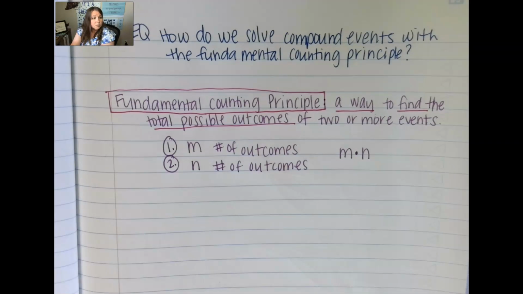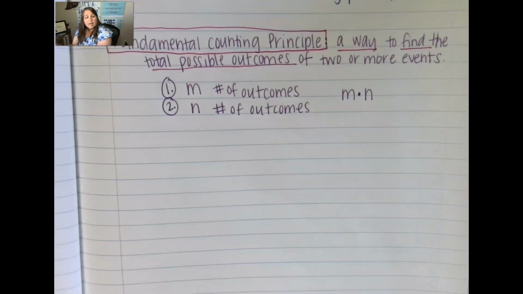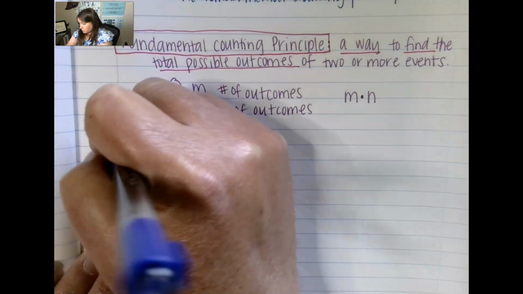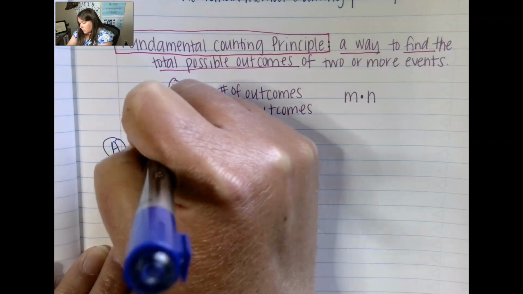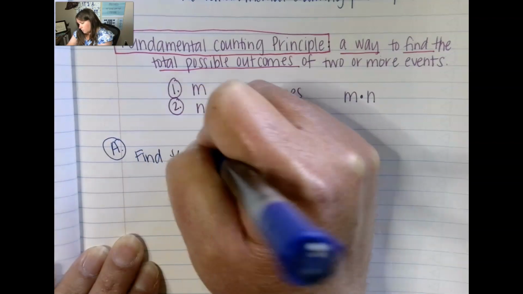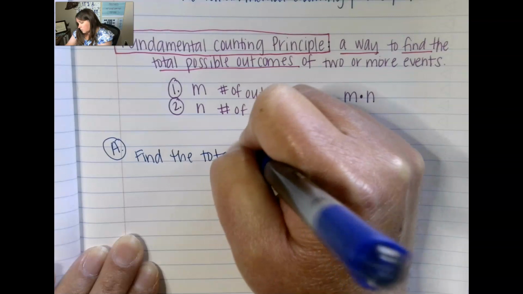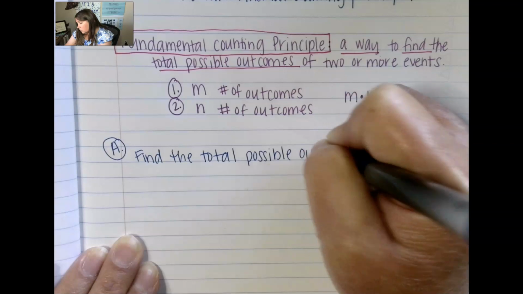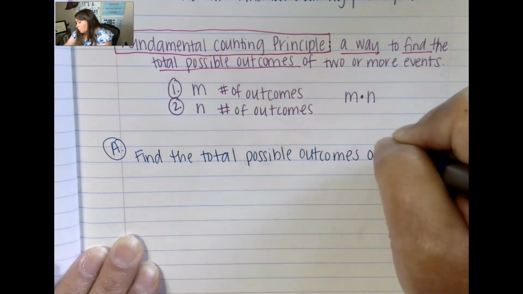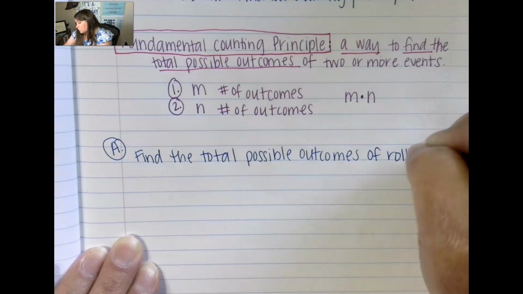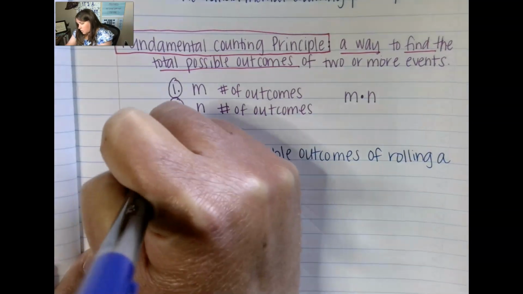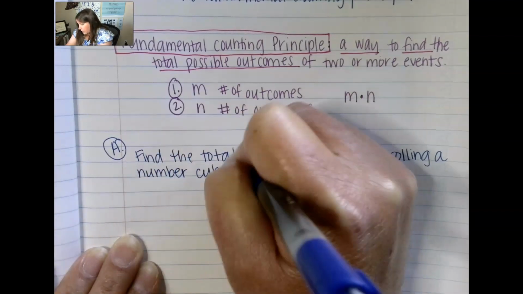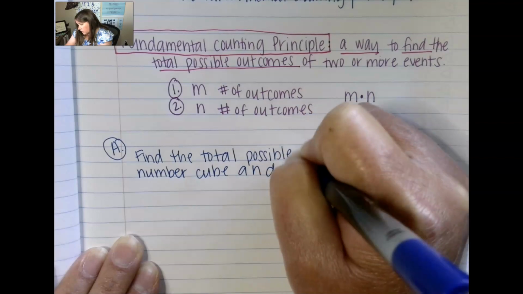So the fundamental counting principle. Let's say that I want to find the total, so example A, find the total possible outcomes of rolling a number cube and flipping a coin.